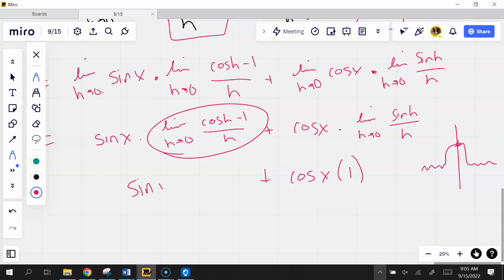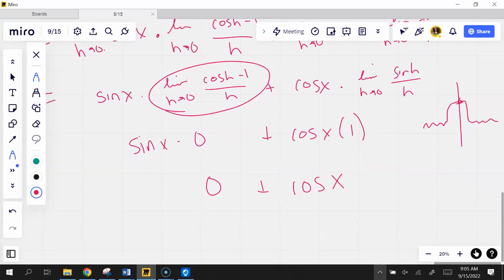So I get sine x times 0, which is, of course, 0. Cosine x times 1 is cosine x. Therefore, the derivative of sine x is cosine x. That's what I'm thinking.